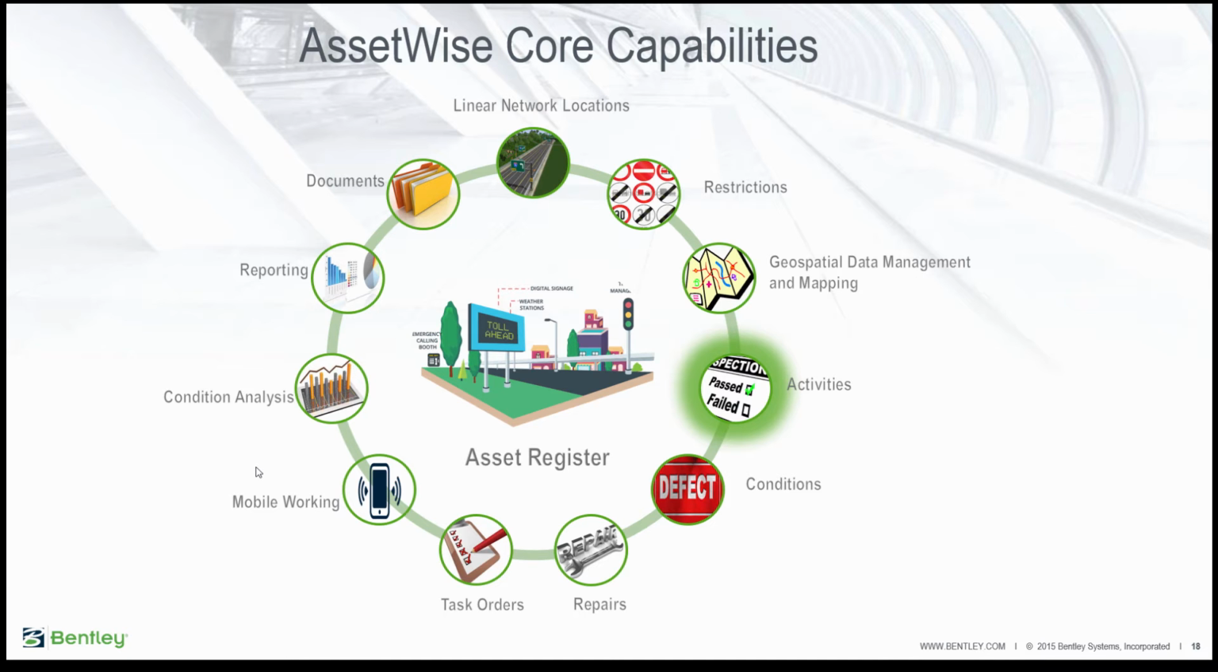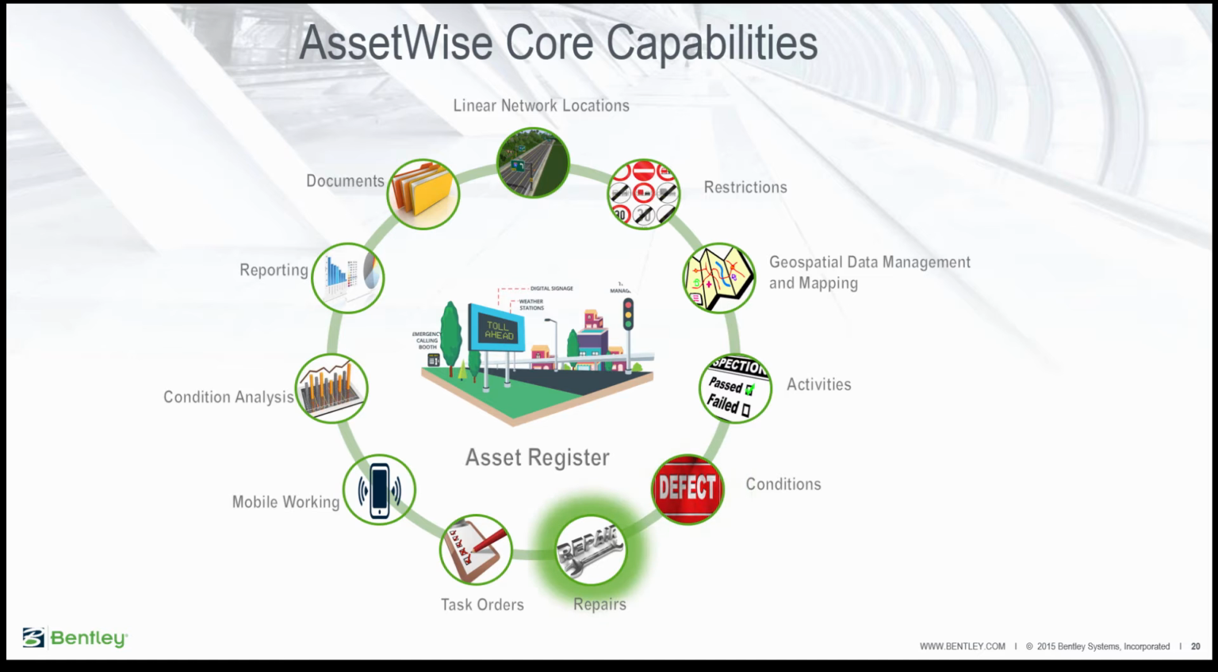Our next set of core capabilities are activities, conditions, and repairs, because these three core capabilities are very closely related. For example, an activity might be an inspection, the outcome of that inspection might be a series of defects, and each one of those defects may have multiple repairs. For example, it might be an immediate repair, a temporary repair, or several intermediate repairs.